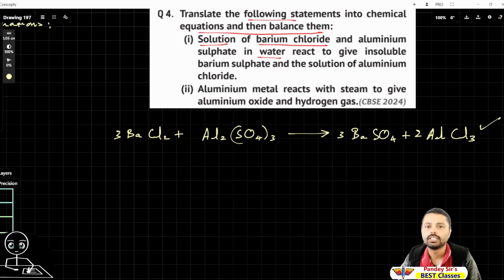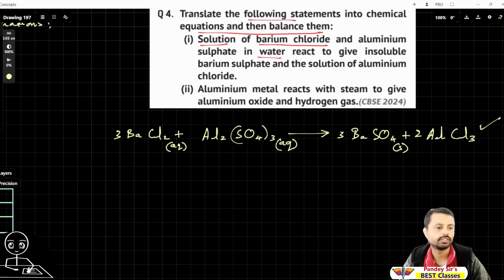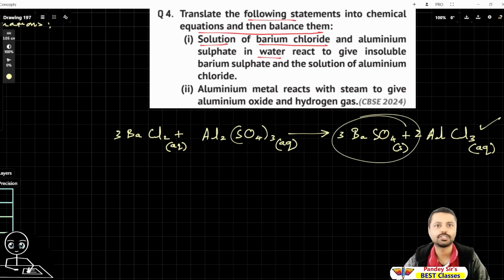They said a solution of barium chloride, so it must be aqueous. And aluminium sulphate, so it also is aqueous. And insoluble barium sulphate, so this is solid. And solution of aluminium chloride, so this is aqueous. Aqueous means dissolved in water or solution in water. And insoluble precipitate means this will be solid. Okay, it's so easy. If you practice, it will be easier.